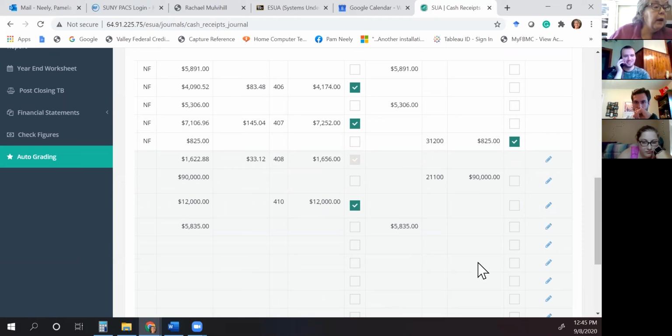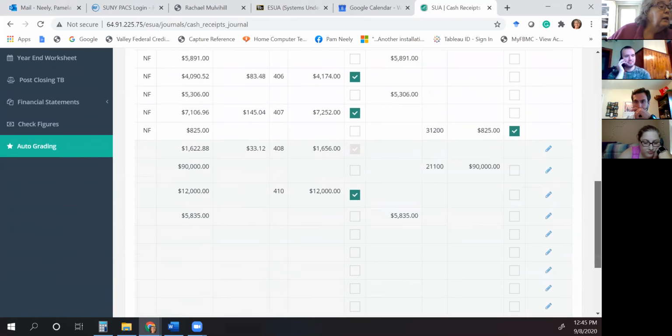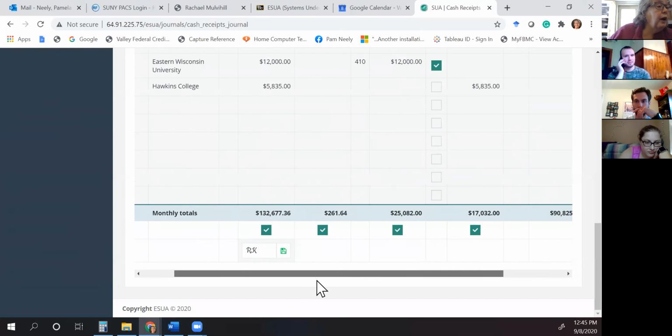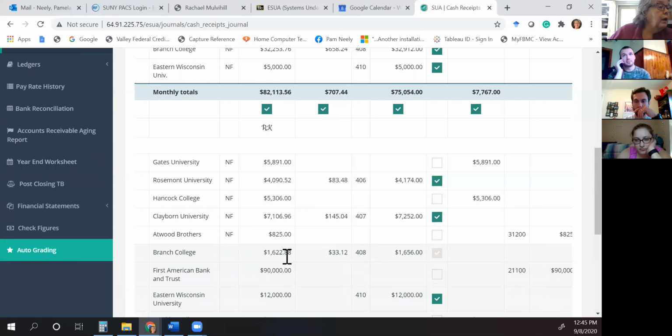You might have some different numbers, but basically for the first receipt you should have the amount of cash that was received, the sales discount that was received, the customer number, and the amount of the invoice.